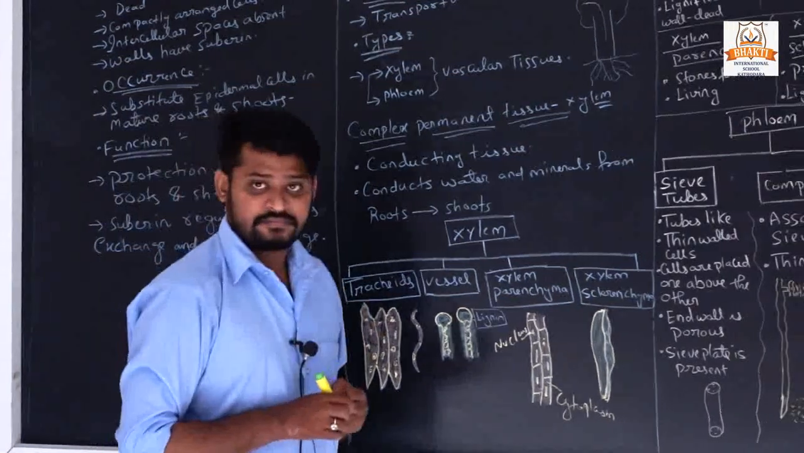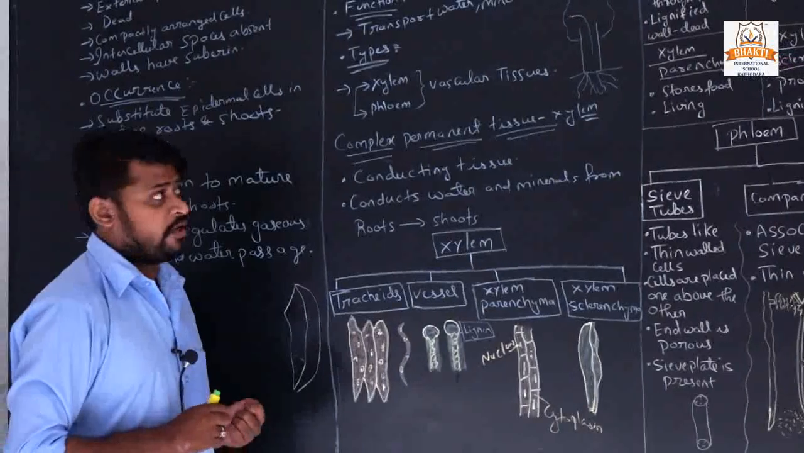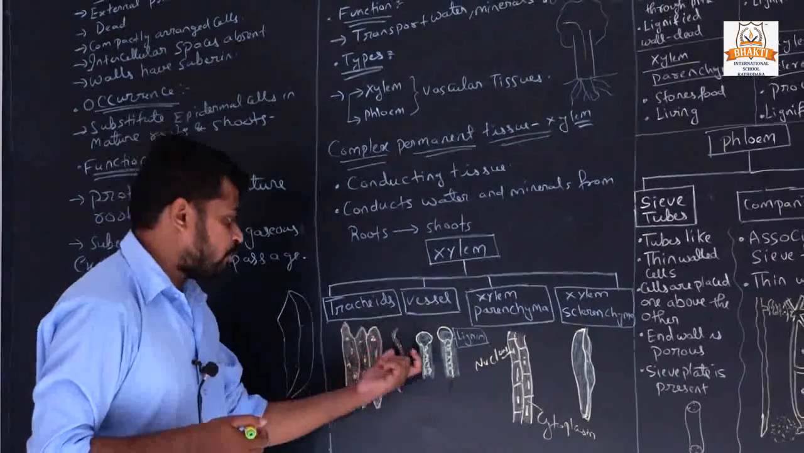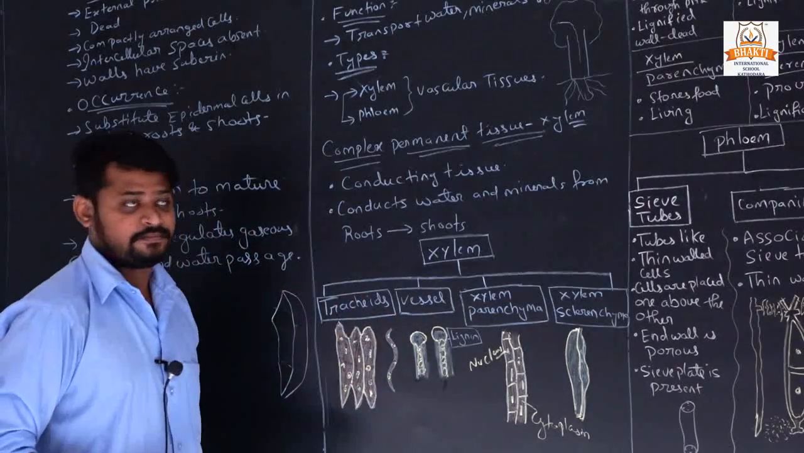Then vessel. This is the structure of a vessel. Okay, what are its properties? It is also tube-like. You will see this is a tube-like structure.